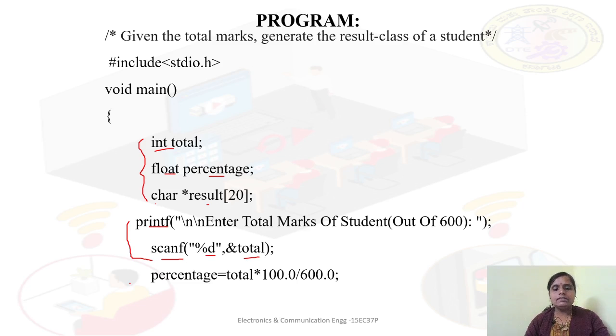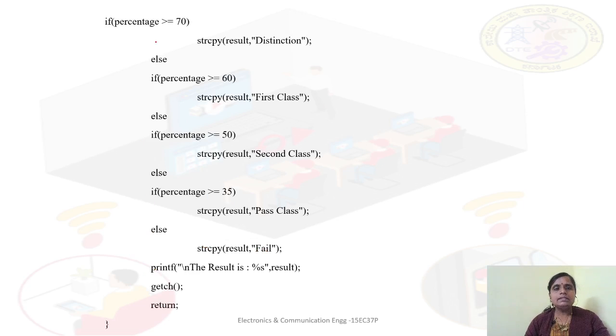The next is the formula which you are using to calculate the percentage. So percentage is equal to total into 100 divided by 600. Next, this is the logic of the program. Once we calculate the percentage, we start comparison. If percentage is greater than or equal to 70, then we do a string copy, as we have declared the result as a character. So at the result we copy the string which is distinction.